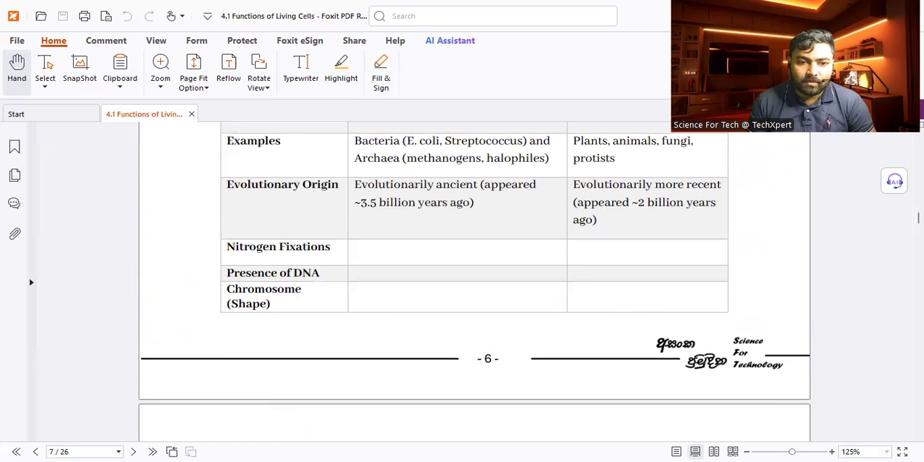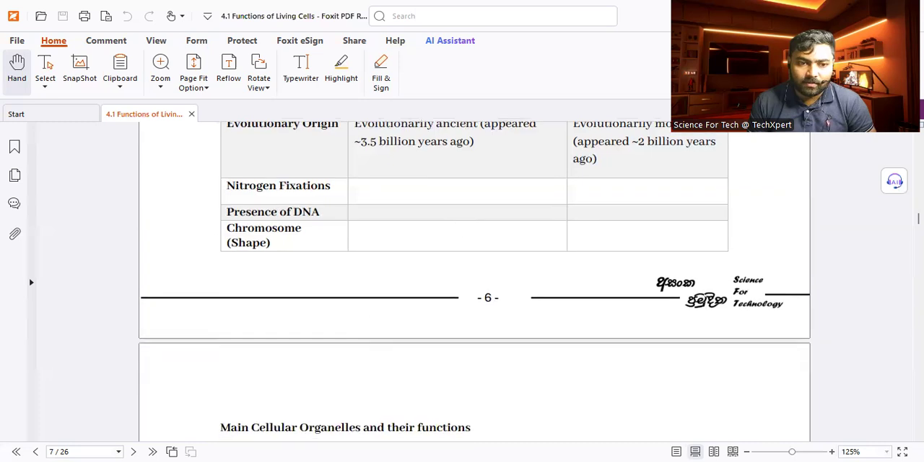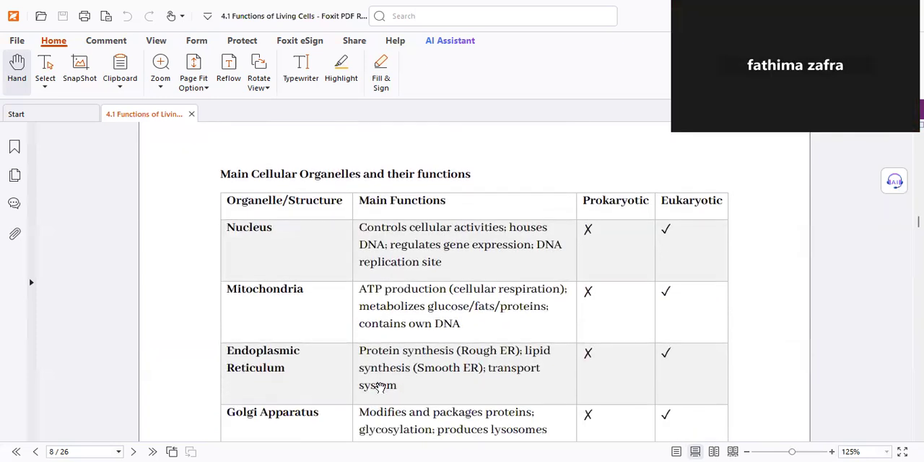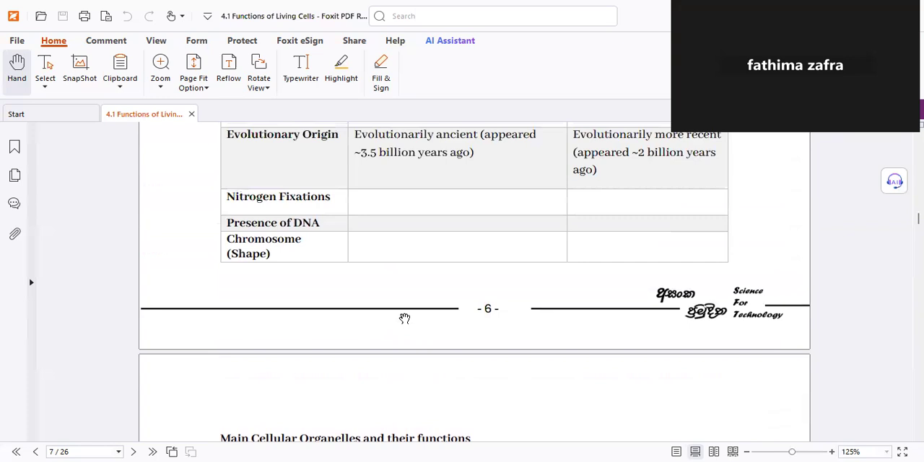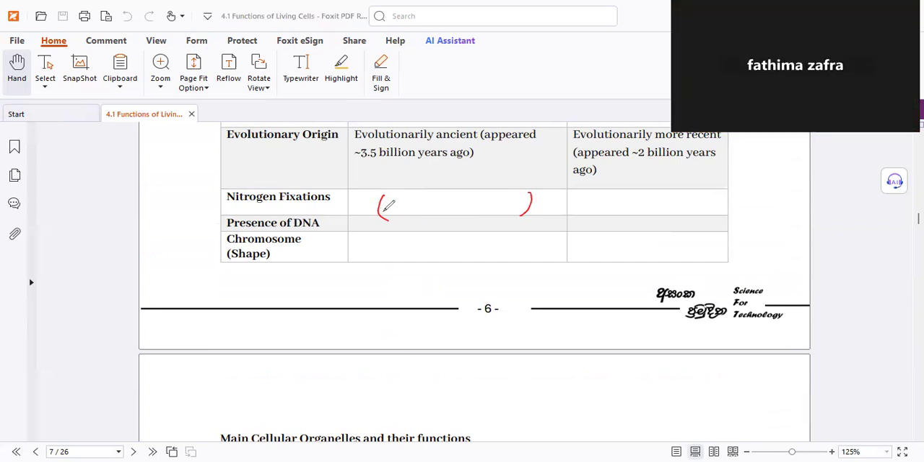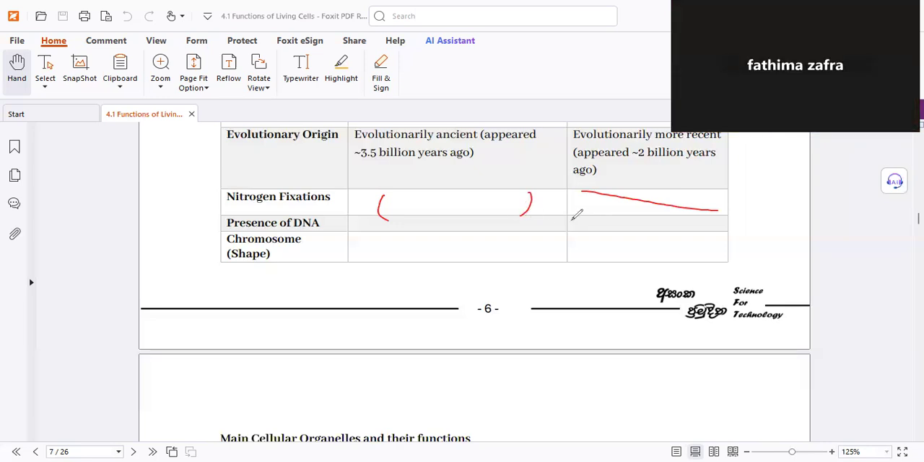Then presence of DNA, we talked about this one. Both of the cells have DNA. Chromosome shape, we talked about that also. Sir, should we write some bacteria, cyanobacteria and rhizobium, in the eukaryotic cell part? No, no, no. Those are in prokaryotic cells, in bacteria. In eukaryotic cells, that's blank. That's why I told you, there is no nitrogen fixation in eukaryotic cells. Okay, sir.